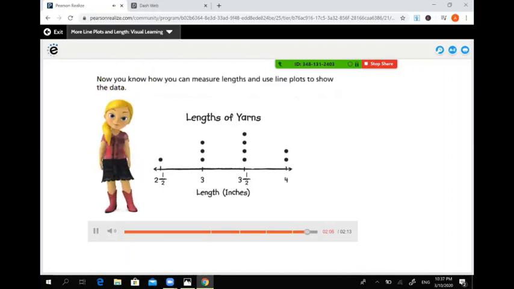Now you know how you can measure lengths and use line plots to show the data. Great job! Let's go to the book.